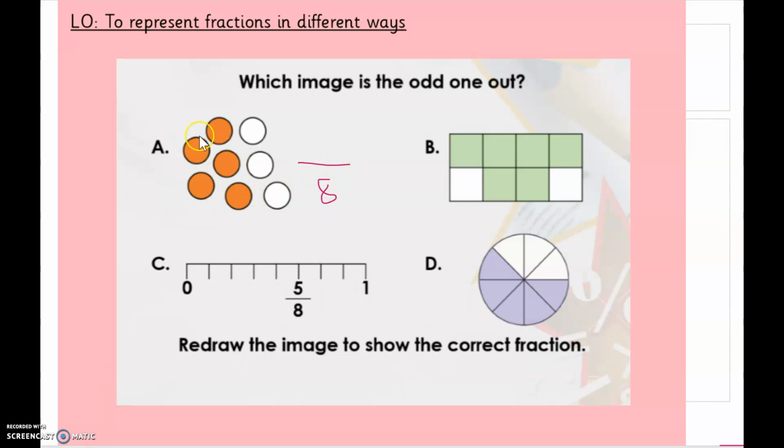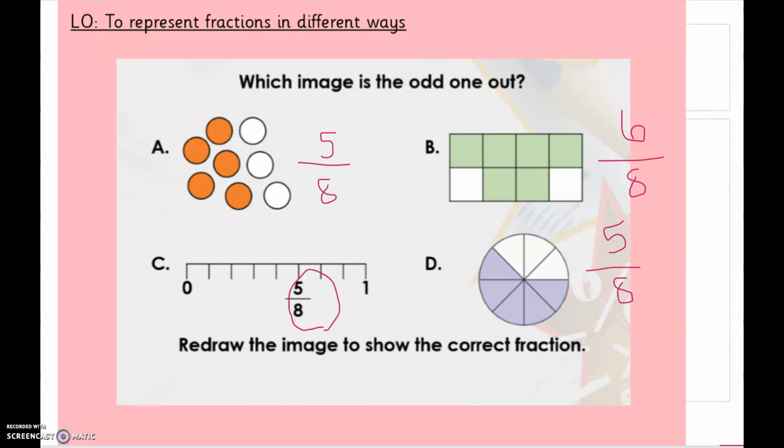There are 1, 2, 3, 4, 5 bits coloured in yellow, which makes 5/8. Let's have a look over here. 1, 2, 3, 4, 5, 6, 7, 8. We've got 1, 2, 3, 4, 5, 6 coloured green, which makes 6/8. Down here we can quite see that we've got 5/8. And then here we've got 1, 2, 3, 4, 5, 6, 7, 8, and 1, 2, 3, 4, 5 pieces are coloured purple.